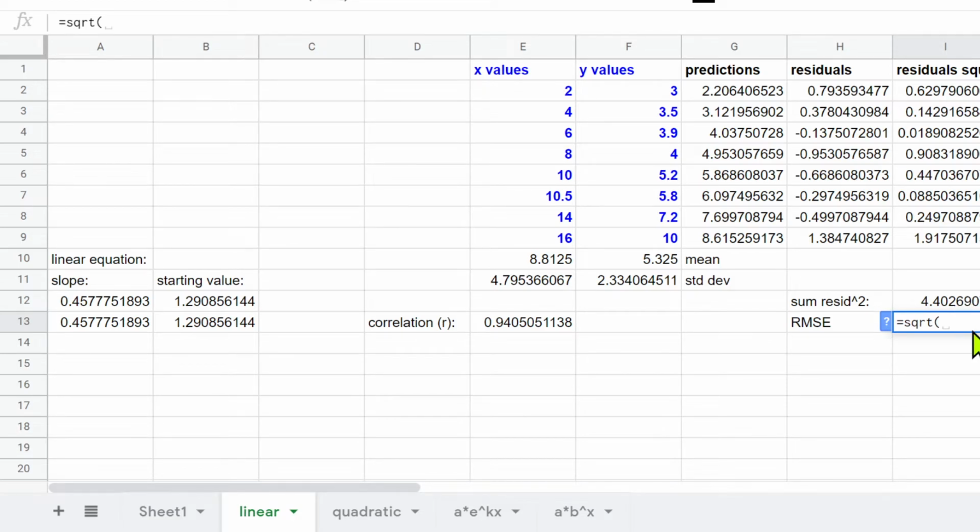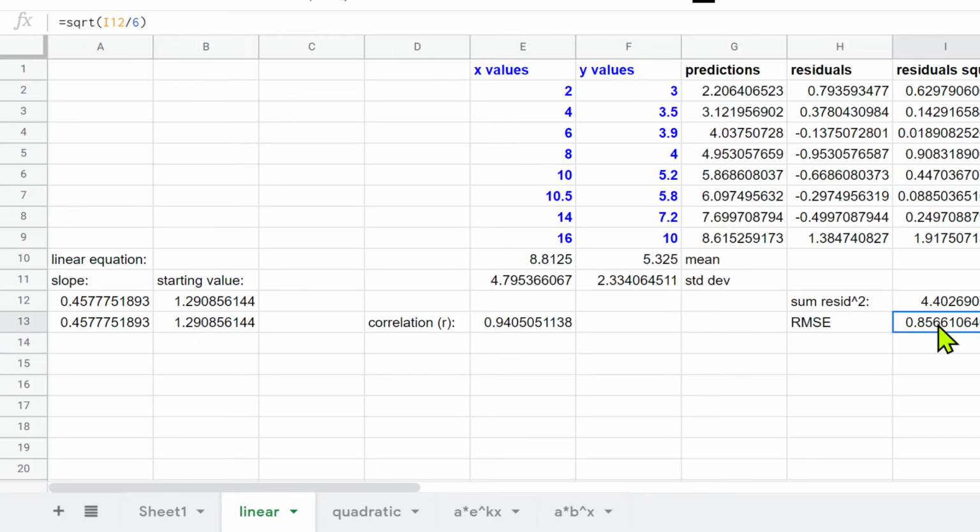So we're going to say I12, which is that box right there, divided by n minus 2. There's 8 data points. So we want to divide by 6 because 8 minus 2 is 6. And there's our RMSE, 0.856. And that's the amount of error from our predictions. It's basically telling us how close our predictions are to our Y values.